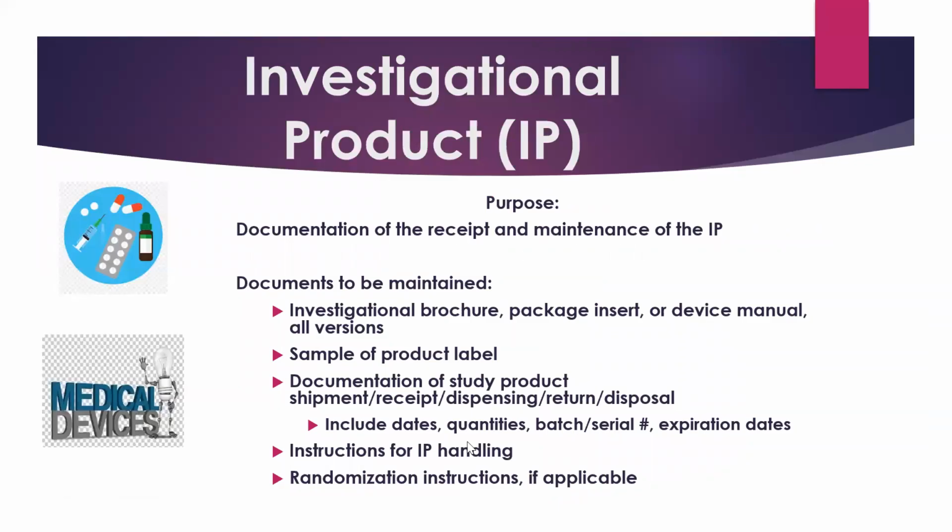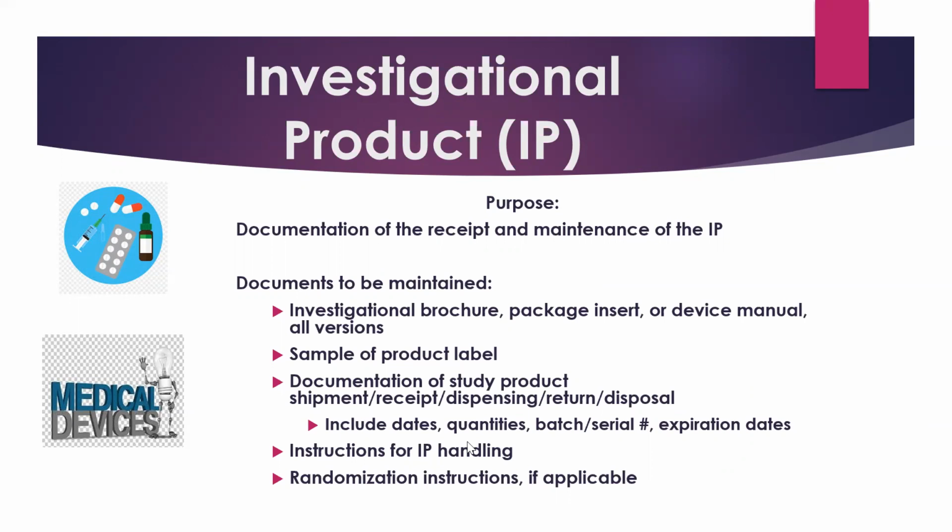So just briefly, we'll talk about investigational product. If you have a study that has an investigational product, whether it's a drug, device, whatever the case may be, you've got to keep up with all the information, like the investigator's brochure, the package insert, device manual, whatever, all versions. Lots of times they also come with a sample of product labels, so you want to keep that in your regulatory binder. You also have to keep up with shipment, receipt, dispensing, return, disposal, those kinds of things, making sure that you include dates, quantities, batch and serial numbers, whatever that IP comes with.